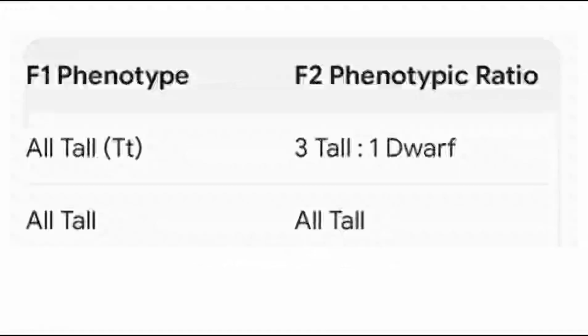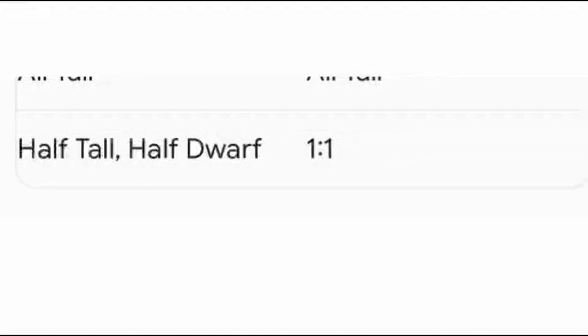So in the monohybrid cross we get 3:1. In the test cross, if capital T is crossed with small t, we get all tall, and if we have a test cross of capital T small t with small t, we get half tall and half dwarf, that is a 1:1 ratio.